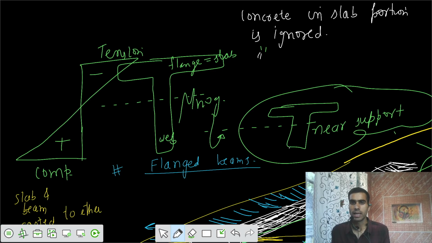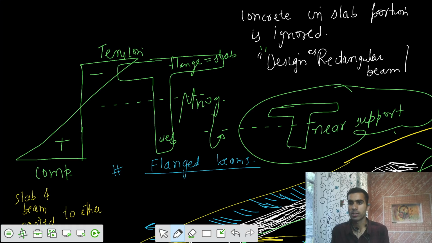And we design the beam at the supports as a rectangular beam, in this fashion. We design it with width B and effective depth d. So we design it as a rectangular beam near the supports.